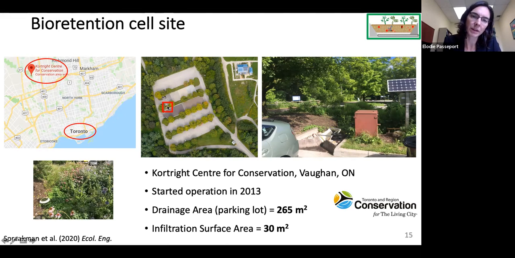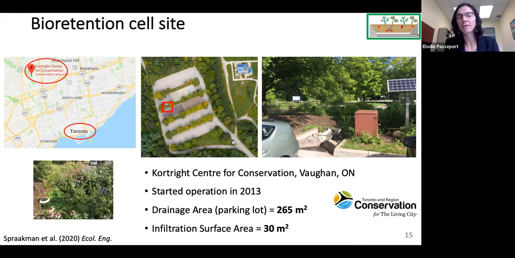The system is located basically here, and it receives runoff from this area here, which is in a darker color. You can see that this parking lot has different colors on the pavement. This is because the Toronto and Region Conservation Authority, which is our partner there for this work, was trying different sustainable practices and different types of pavement and looking at how they can control or reduce stormwater flows.